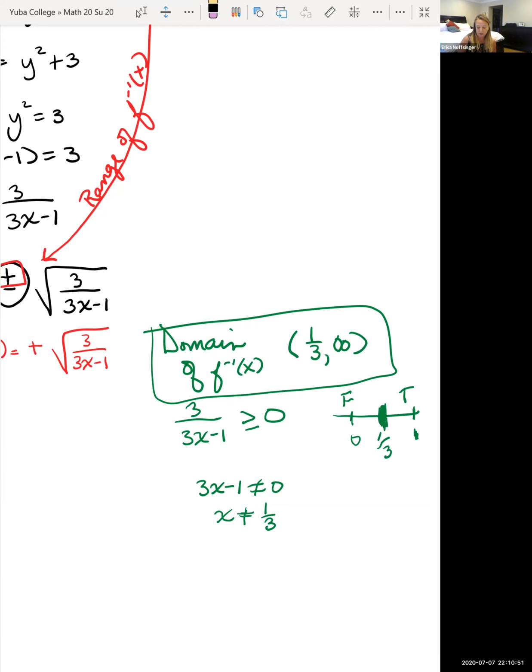So notice if you plug in 0, it's undefined. But if I choose a number in between here, so 0.25, and I plugged it in here, I would also get a false statement. Anything I chose to the left of 1/3 would give me a false statement. And anything I chose to the right of 1/3, you plug it in for x, you'll get a true statement. So sometimes when I plot these, I plot all the critical numbers. Like in this case, though, there was only 1.